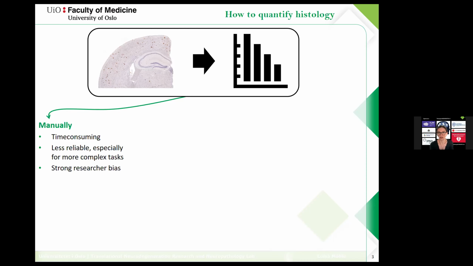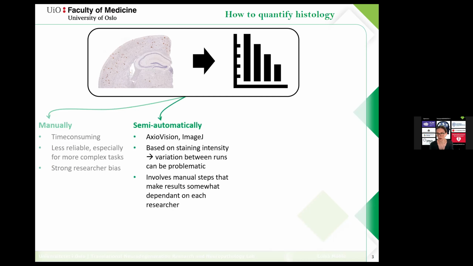what result you'll get. So therefore, in our lab, we have been using for many years already semi-automatic analysis. This is in our case done with Axel Vision, but it can usually be done also with other imaging software. It is based on staining intensity, but here you already have the first problem. If you have variations between runs of stainings, that can be problematic. And usually for that, to correct for it, you involve some manual steps. And that again makes it dependent on the researcher.